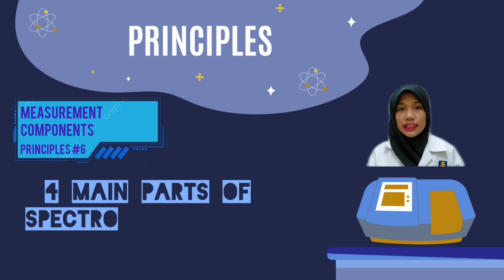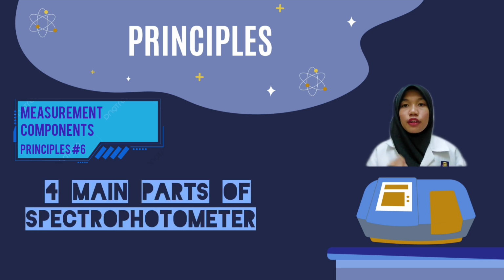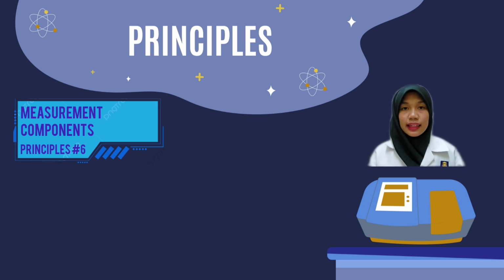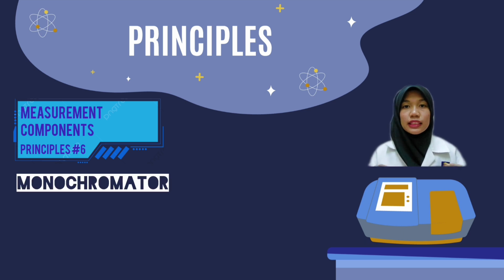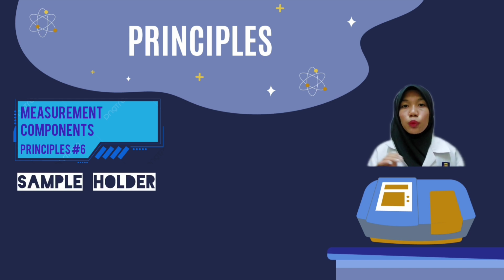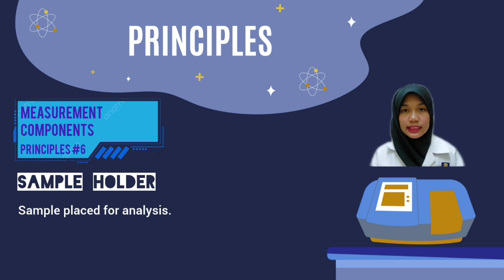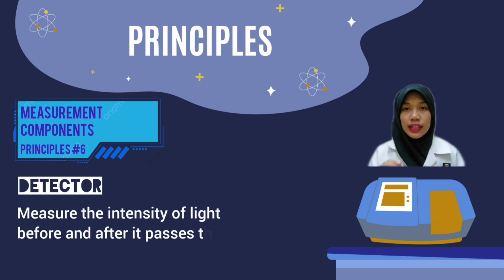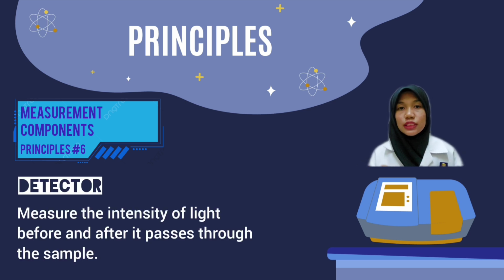A spectrophotometer consists of four main parts. First, there is a light source that provides the illumination. Second, there is a monochromator that selects a specific wavelength of light. Third, there is a sample holder where the sample is placed for analysis. Finally, there is a detector that measures the intensity of light before and after it passes through the sample.